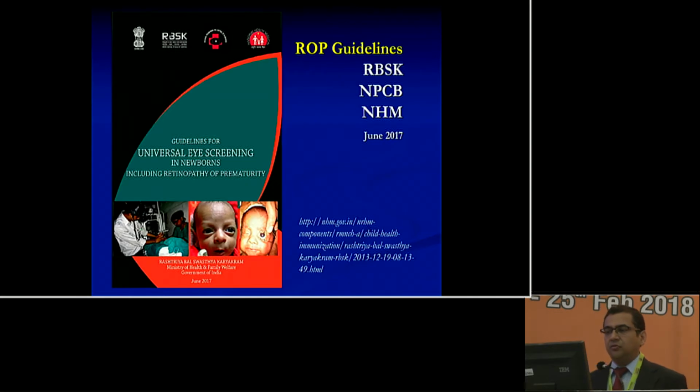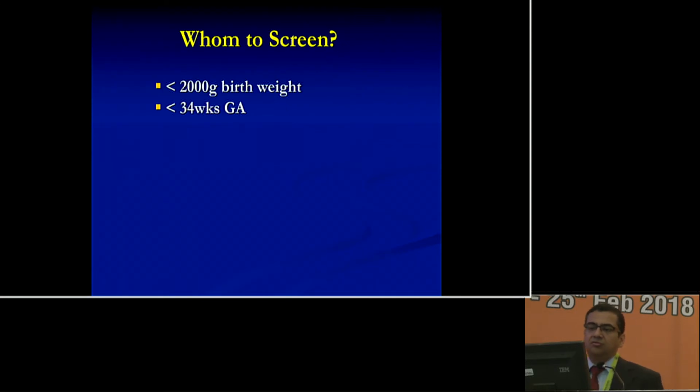So which guidelines should be used? Different societies have given different guidelines. I prefer to use the ROP guidelines given by the Rashtriya Bal Suraksha Karyakram. It was also endorsed by the National Program of Control of Blindness, by a large group of ROP experts across the country and the National ROP Task Force, and it's on the National Health Mission website if you want to download it. And what do the guidelines say? They say you should screen babies less than 2000 gram birth weight and less than 34 weeks gestation age.